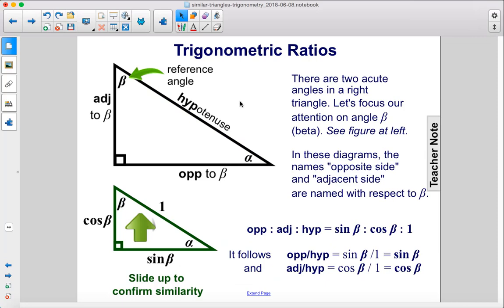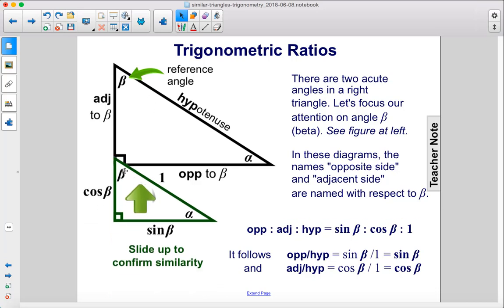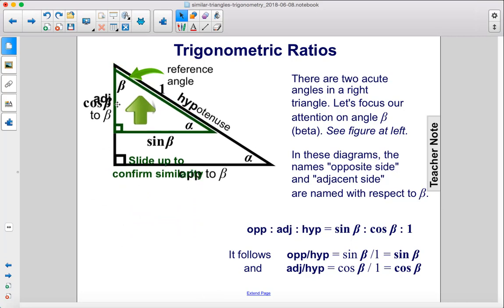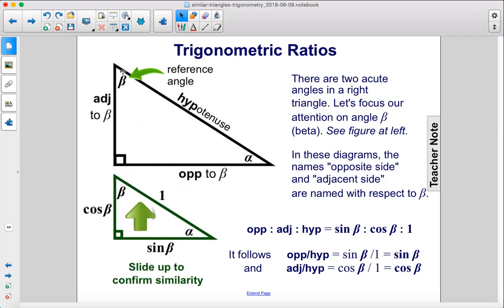There are two acute angles in a right triangle. Let's focus our attention on angle beta. So here we have angle beta up here, and we slide this triangle up to confirm that these triangles are similar. They both have angle beta here, and in these diagrams the names opposite side and adjacent side are named with respect to beta. So you see this side here is adjacent to beta, and this side here is opposite to beta.